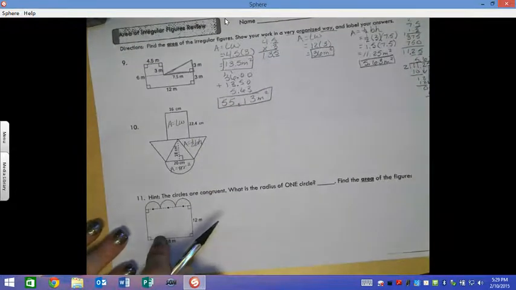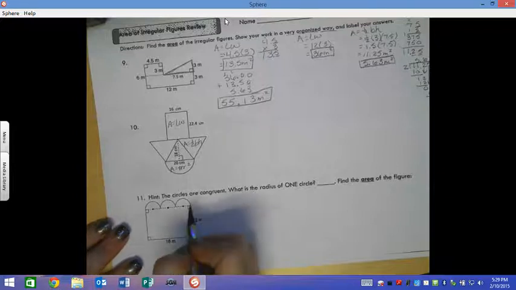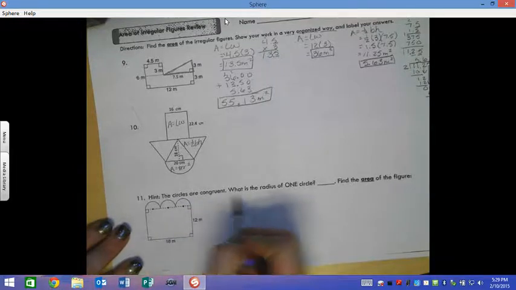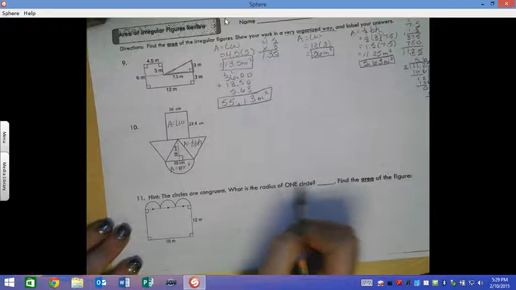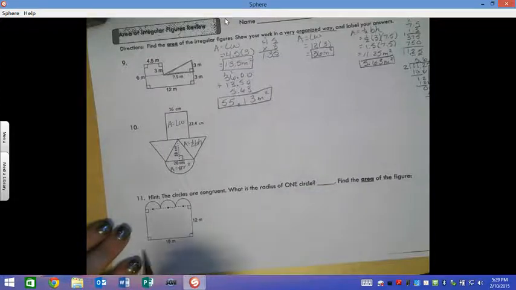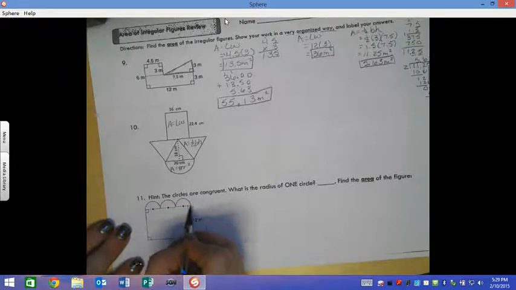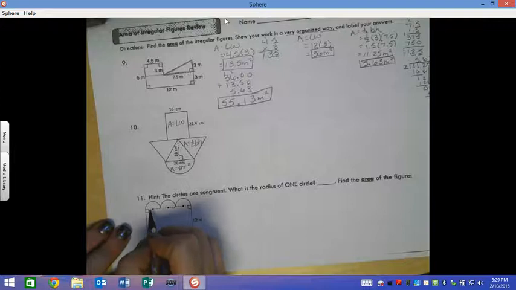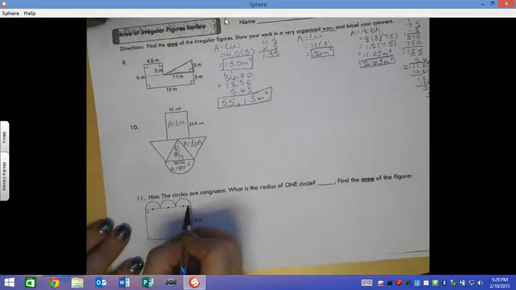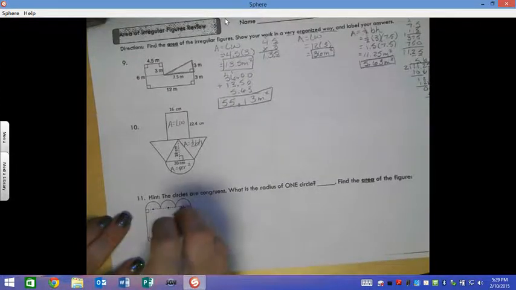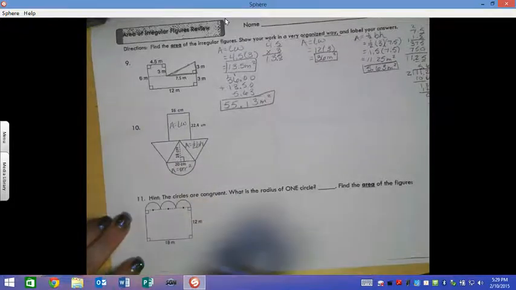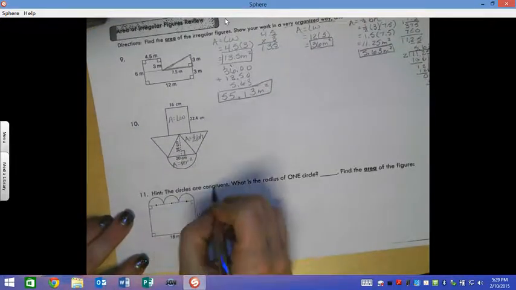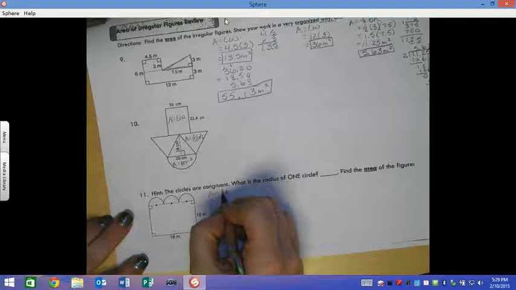Number 11 is a little tricky. So here it says the circles are congruent. What is the radius of one of the circles? Okay, so we know this line all the way across here is going to be 18. So now you need to split that up into 6 equal pieces, and that will give you what your radius is. So remember, area of a circle is pi r squared.